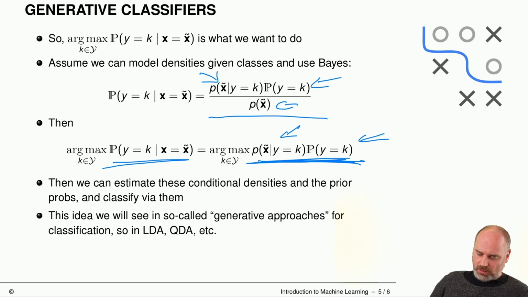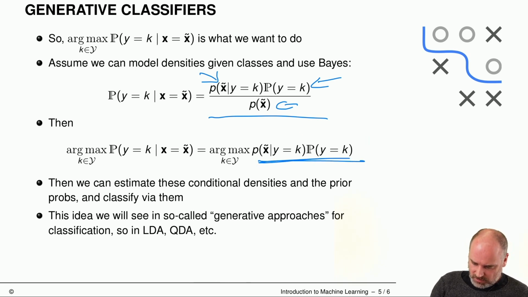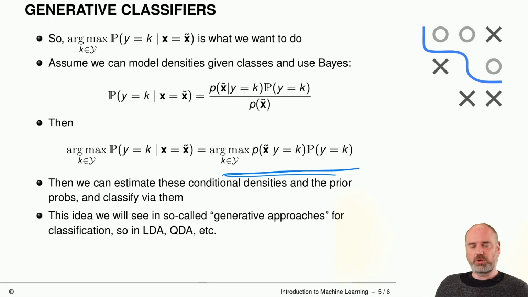So we can estimate these conditional densities now. We can estimate the prior probabilities, and then we can use them for classification. Cost optimal classification, well, 0-1 loss optimal classification, I guess I should say. And you can actually see that generative approaches in classification really work like that. If you maximize this thing here, which is what you're going to do in these generative approaches, you are doing the optimal classification under 0-1 loss. Okay, that's nice. That's kind of another thing we are now understanding here.